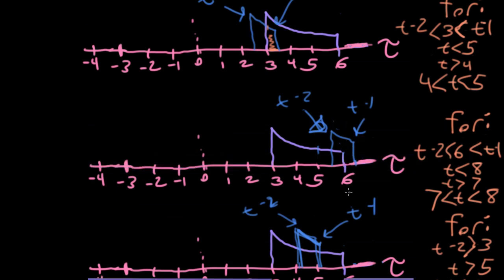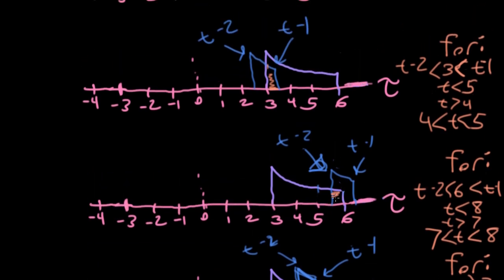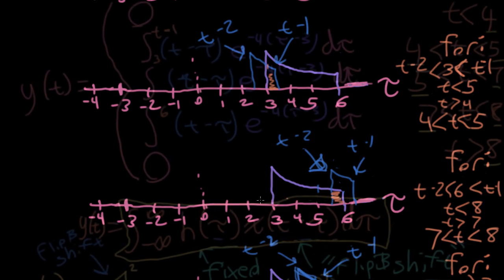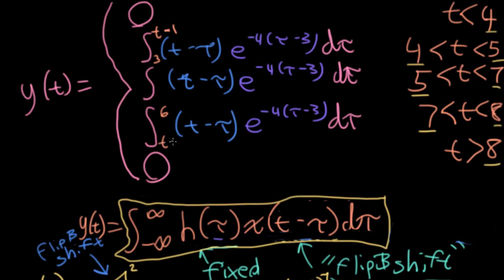And anything interesting that is happening in the left part of the purple block is going to be cut off by the left edge of the blue block. So the integral is going to go from t minus 2 to 6. So the integral is going to have an upper limit of 6 and a lower limit of t minus 2.